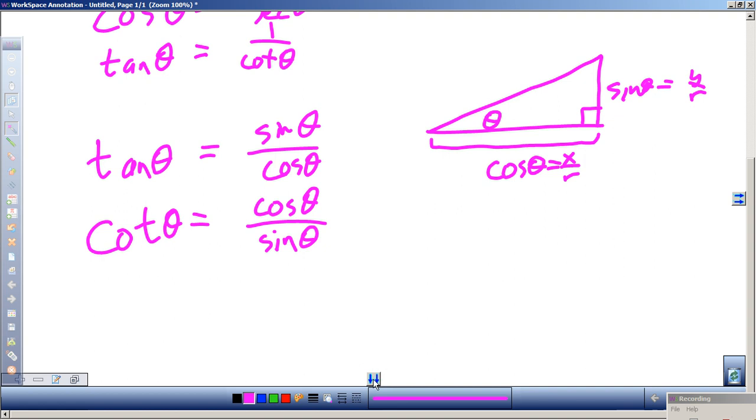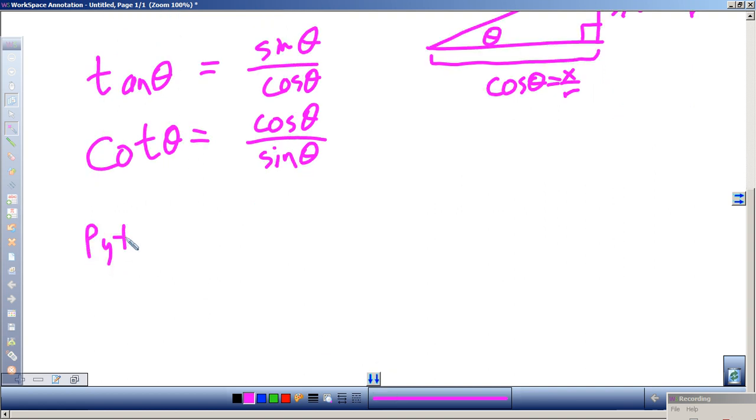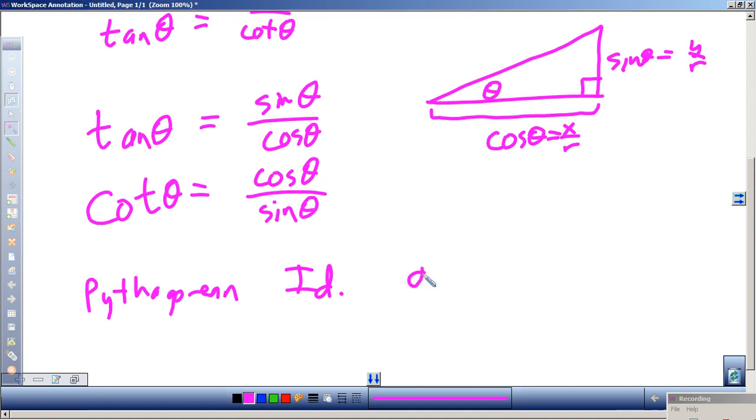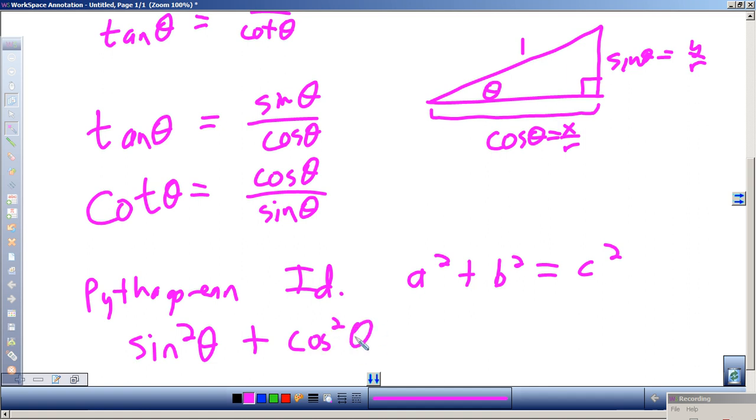Next set is your Pythagorean identities. Now you need to memorize one of them, or all three, either way. However, if you have one of them, you can generate the other two. What is the Pythagorean theorem? A squared plus b squared equals c squared, where c is your hypotenuse, right? So now if we consider this in the unit circle, what's the hypotenuse in the unit circle? 1. How would I write the Pythagorean theorem for them? Yeah, and I like to put sine first, but it doesn't matter. Sine squared theta plus cosine squared theta equals 1.